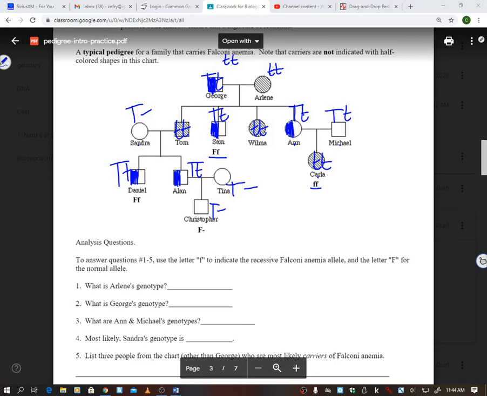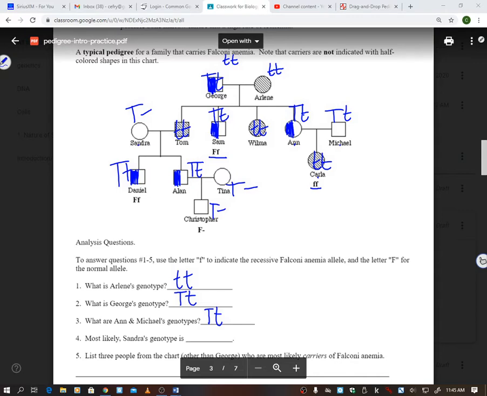What is Arlene's genotype? Well, we looked up there and we got little t, little t. What is George's genotype? Let's find George up here. George is the first male. So we figured out that he was a carrier. What is Ann and Michael's genotype? Well, both of them are big T, little t. Most likely, Sandra's genotype. So let's find Sandra. So it says most likely.